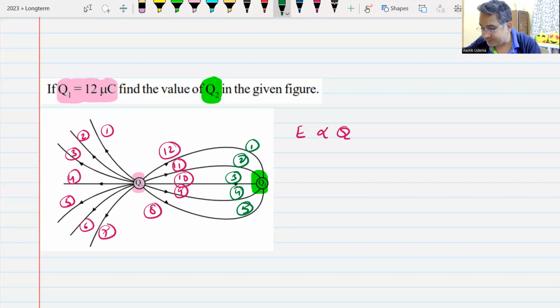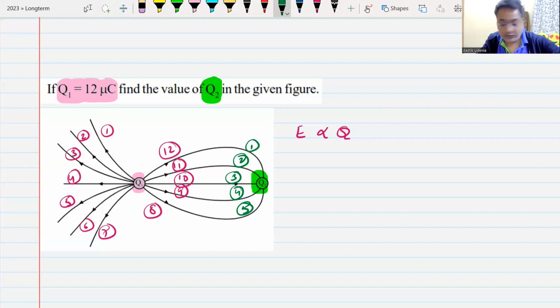Yes or no? Yes, sir. So if Q1 is 12, Q2 has to be 5. It has to be -5 because electric field lines are coming inside it. Do we understand this? Everyone understand this? Yes, sir.